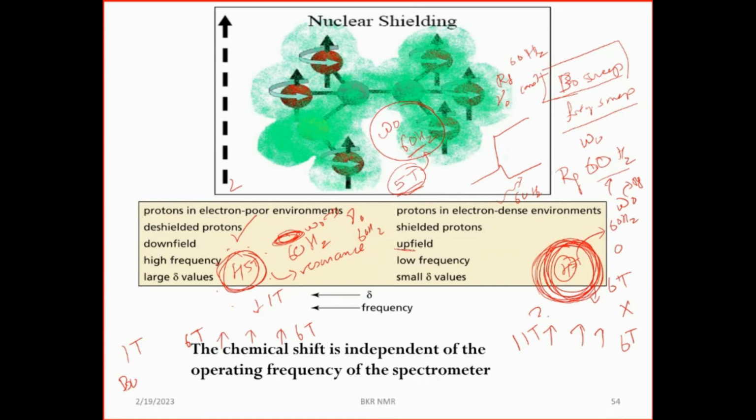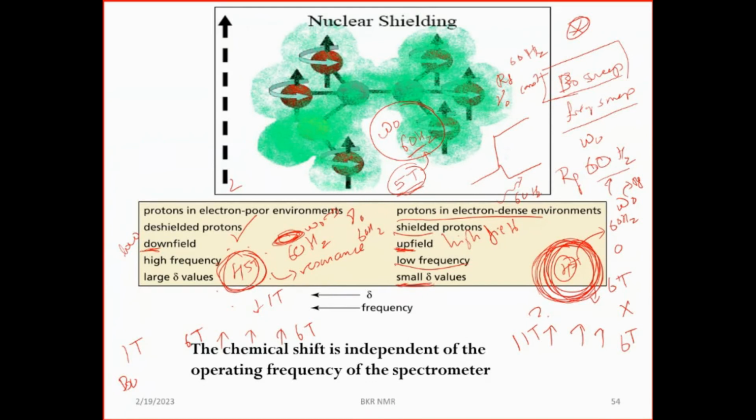Shielded. That is why we say it is upfield. So deshielded is downfield. Downfield means low field, upfield means high field. Protons in an electron-dense environment are known as shielded protons. They require a higher field and low frequency. This is the main slide. Do you understand? Shielded protons need a higher field and resonate at low frequency. High field, low frequency, and they have small delta values.